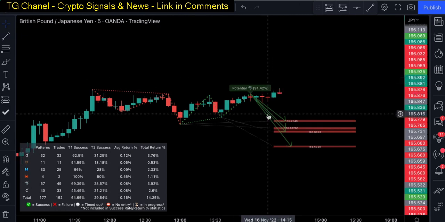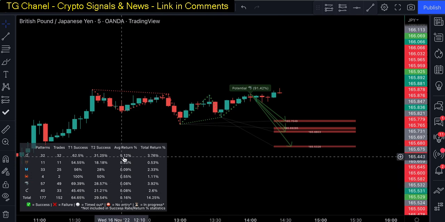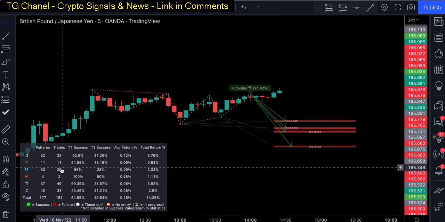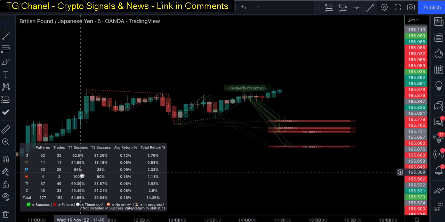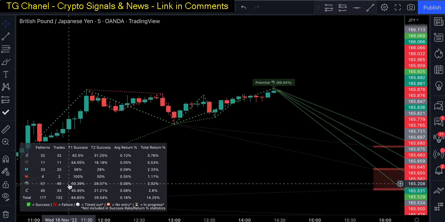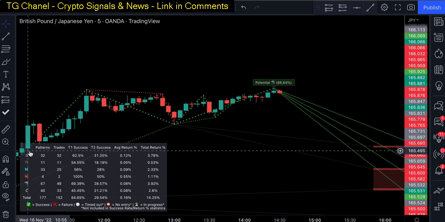The indicator also comes with a table. This is basically a backtester that shows you how accurate these patterns are. If we take a quick look at these numbers, we can see that in first place we've got a crab, which has a 100% accuracy. In second place we've got a shark, which has a 69.39% win rate. And in third place we've got this Gartley pattern. This one has a win rate of over 62%.